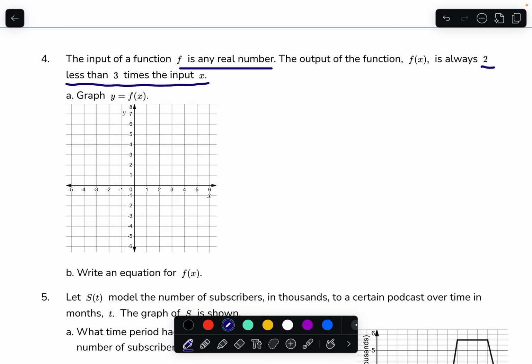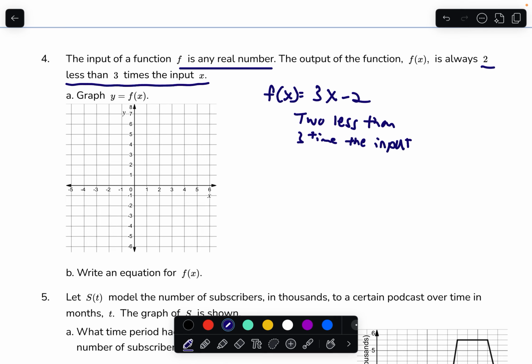All right, so first question is graph f of x. So let's see if we can write this out. The output of the function f of x is always equal to 2 less, okay, 2 less than 3 times the input. So here's 3 times the input. We'll call that 3x, minus 2. This is the statement 2 less than 3 times the input.